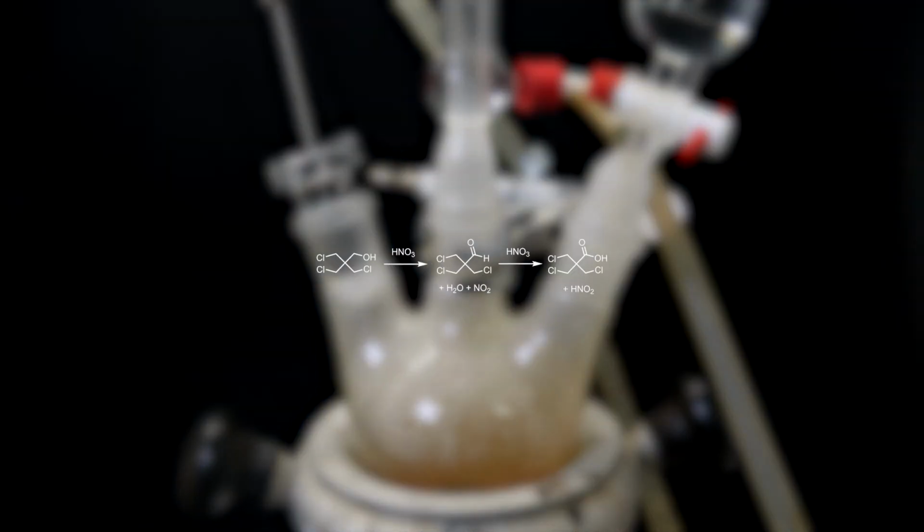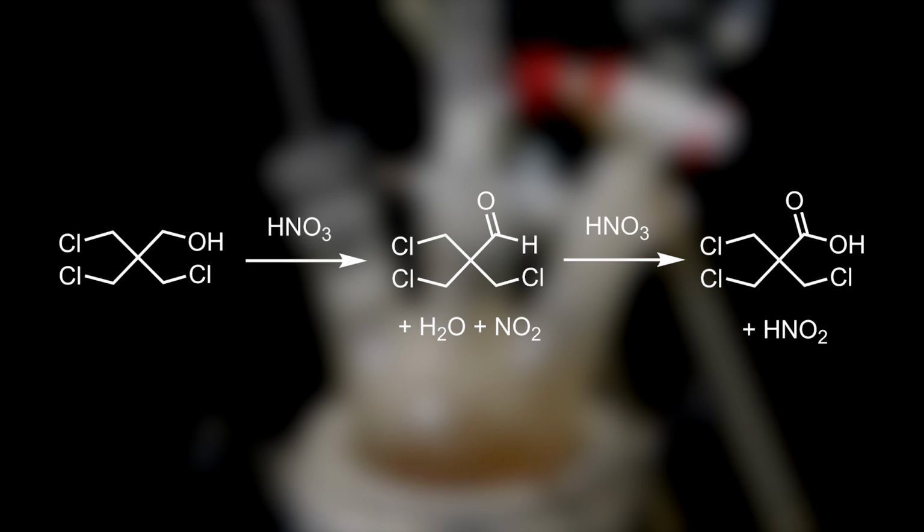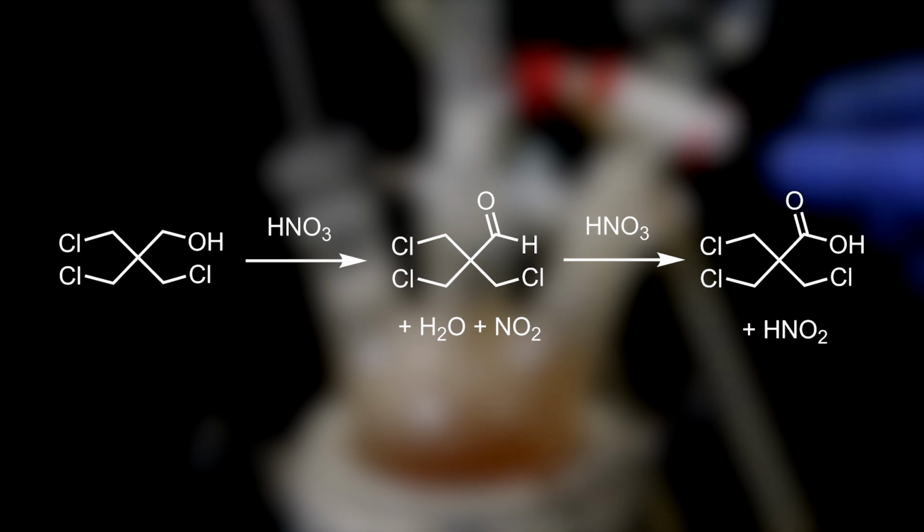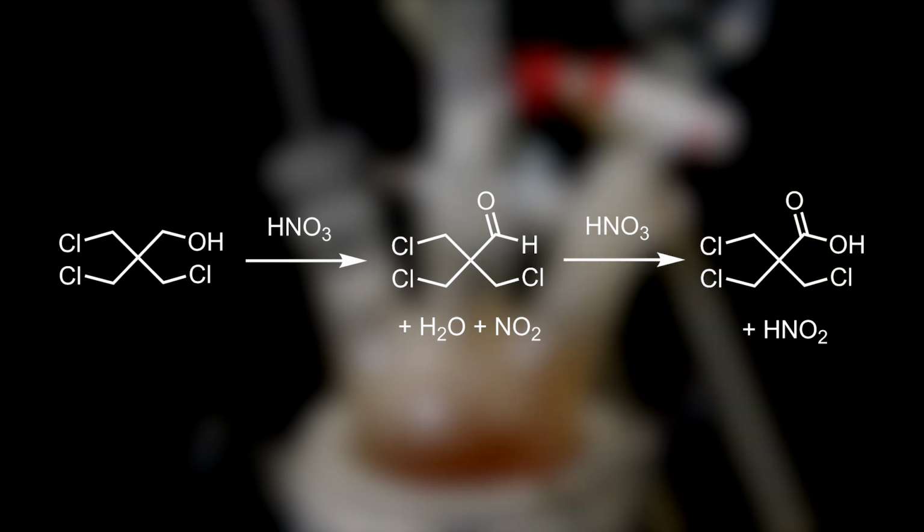This reaction is a simple primary alcohol oxidation, where nitric acid can oxidize the alcohol group to a carboxylic acid in 2 steps. Besides being an acid, nitric acid is also an oxidizer, so it can first oxidize the alcohol group to an aldehyde, and then to a carboxylic acid.